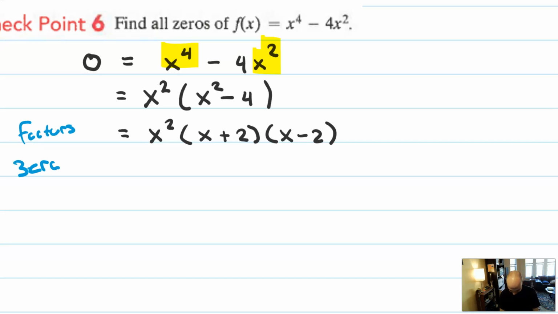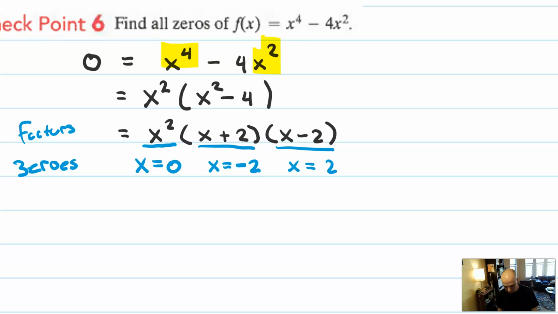So we can find the zeros as well. Now, the x minus 2 term gives us the 0 of x equals 2. The x plus 2 term gives us the 0 of x equals negative 2. And don't forget that the x squared term gives us a 0 of x equals 0. Sometimes people forget that because it doesn't look like x minus something, they forget that that's a 0. Technically, that term is x minus 0 quantity squared, if you want to think about it that way.